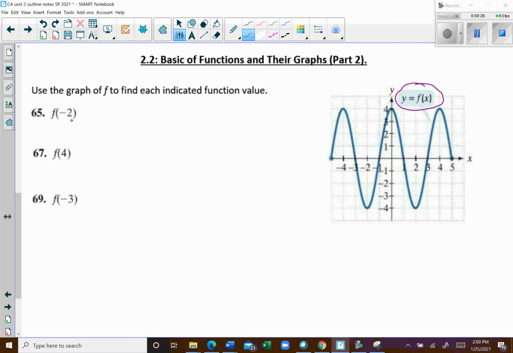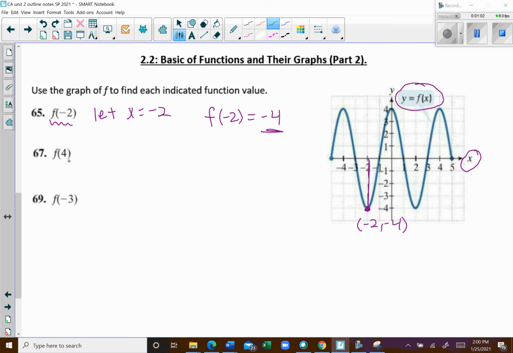If you remember, that's just a fancy way of saying let x equal negative 2. We don't have an equation to plug it into. Instead, we look on the graph and we look at, okay, when x is negative 2, that ordered pair correlates with negative 4. And so that's actually the answer. That's what f of negative 2 is equal to. It's equal to negative 4. That's our actual answer right there.